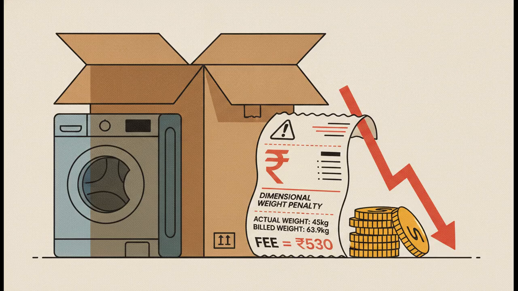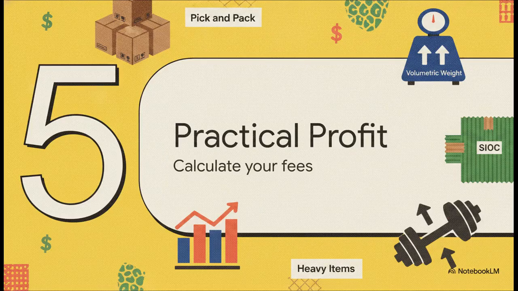For a non-SIOC washing machine shipped regionally, you are looking at a pretty hefty fee of 530 rupees. This perfectly highlights why you absolutely must calculate dimensional weight before you price your large items, or your shipping costs will literally wipe out your entire revenue. And that brings us to our final part, Section 5, practical calculation of your profit.